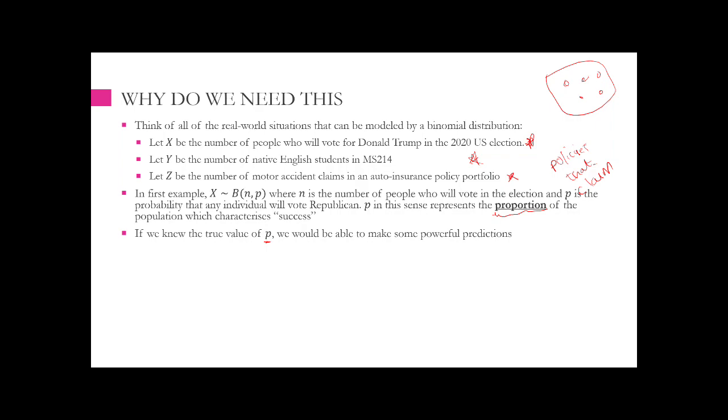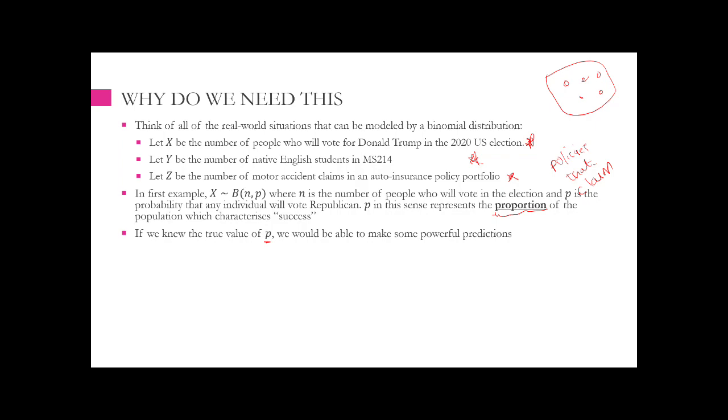We would be able to make some powerful predictions. If we knew what P was before the election, we could tell you who's going to win the election. And based on that, we could decide, okay, do I want to invest in the US stock market or the European stock market, or do I want to start building my factories in China versus in America, based on what their kinds of trade or tariff policies are going to be.